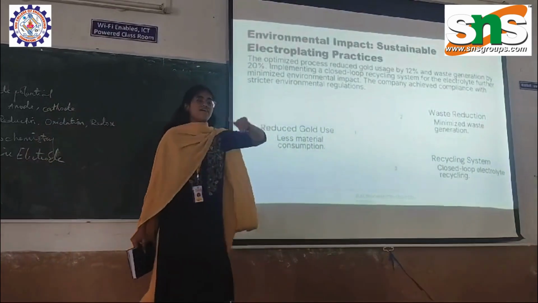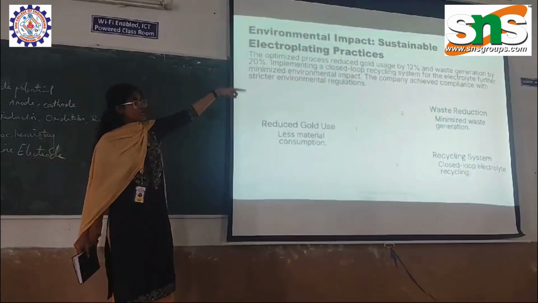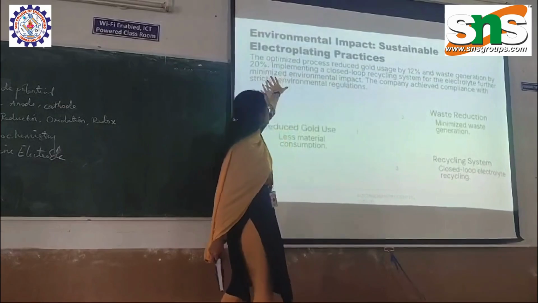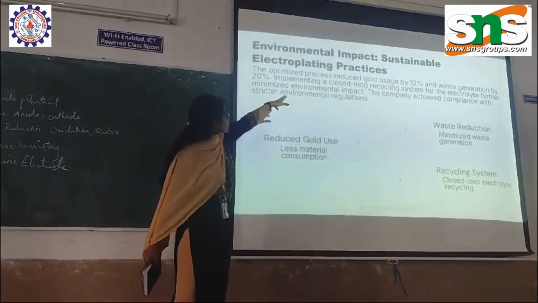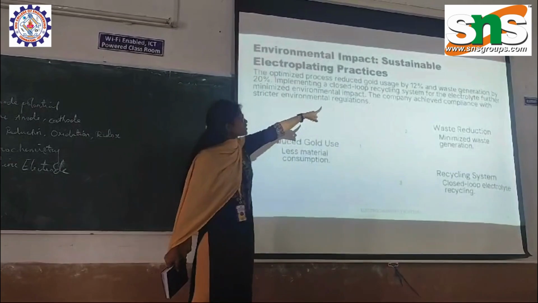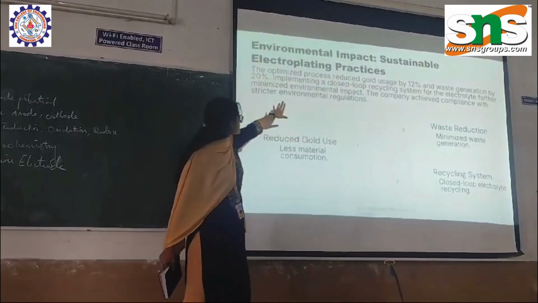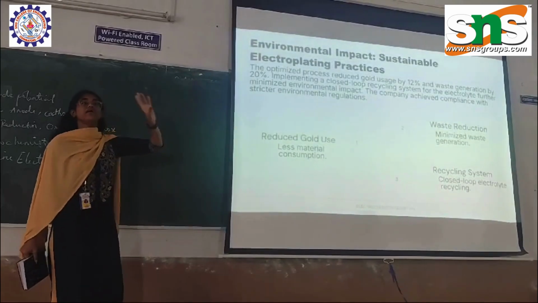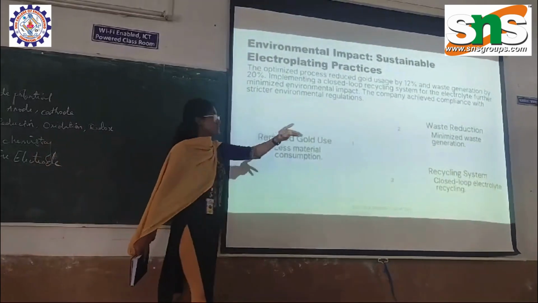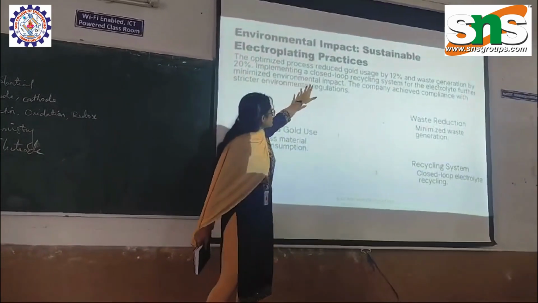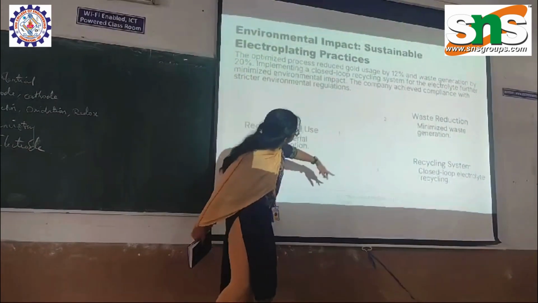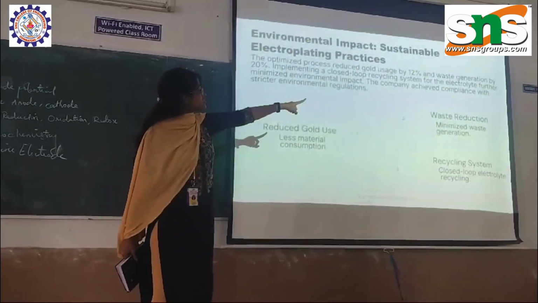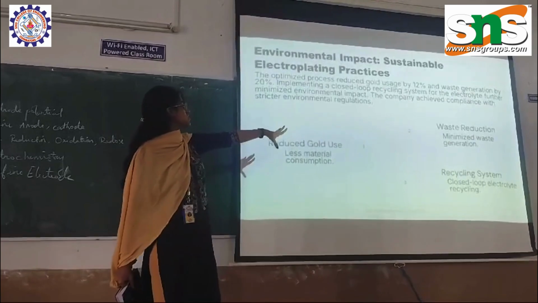Then in this case study, after doing all those researches, next is environmental impact. It is a sustainable electroplating practice, and the optimized process reduced gold usage by about 12% and wastage generation by about 20%. So it is very useful and it will not harm the environment, so it can be used anywhere. Implementing a closed loop recycling system for electrolytes further minimizes environmental impact. The company achieved compliance with stricter environmental regulations.